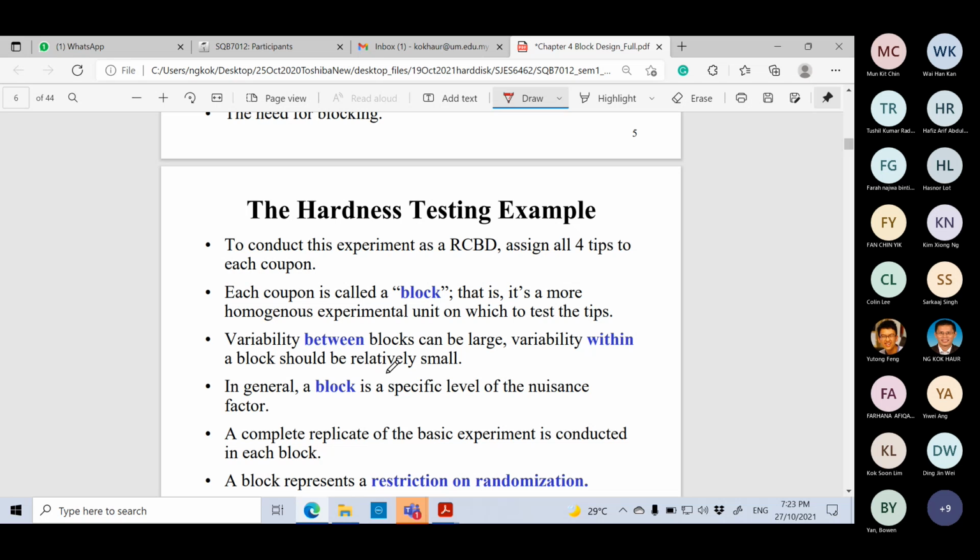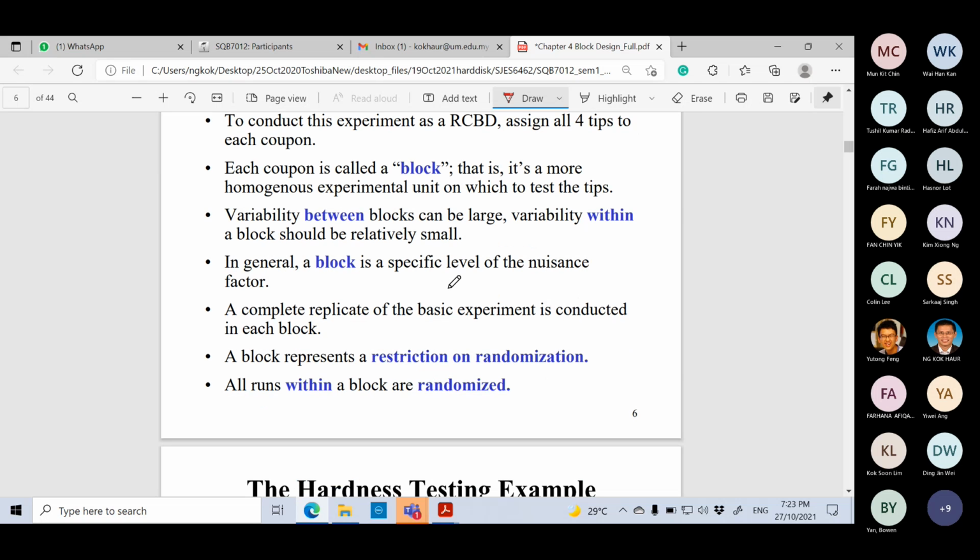Okay, so the block is a specific level of the nuisance factor. When we do blocking like this, the block effect appears there. We do the randomization, and a block represents a restriction on the randomization. So what is meant by restriction on the randomization?